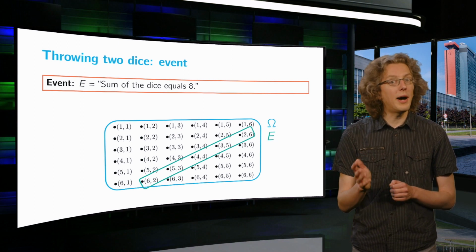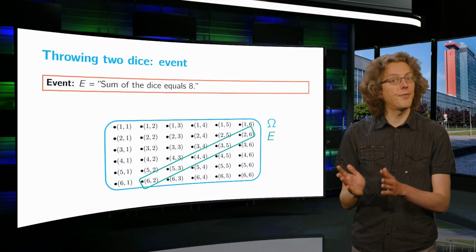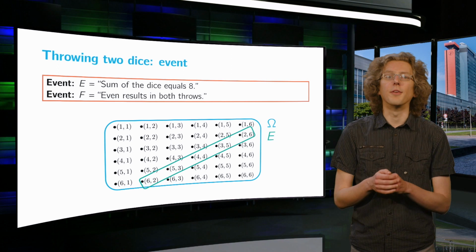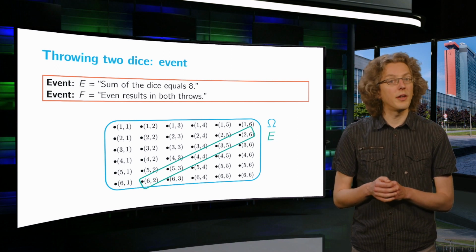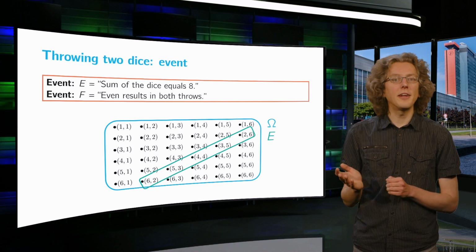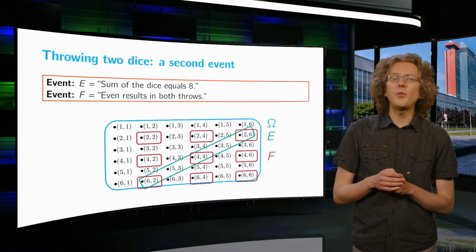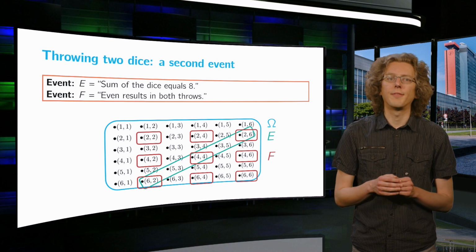Notice that we can combine events. Suppose we introduce a second event, F, consisting of all outcomes where both results are even. Do you see how many outcomes there are in this event? Yep, there are 9, highlighted in our sample space. And do you then see which outcomes are in the intersection of E and F?